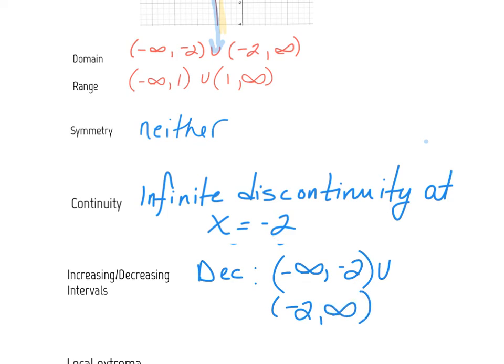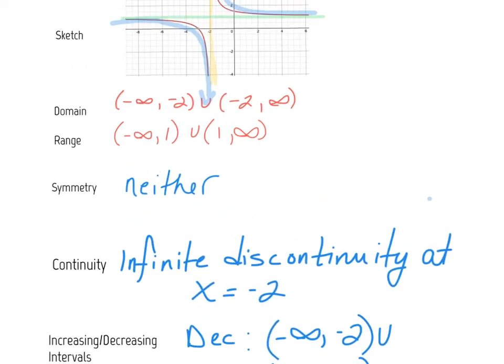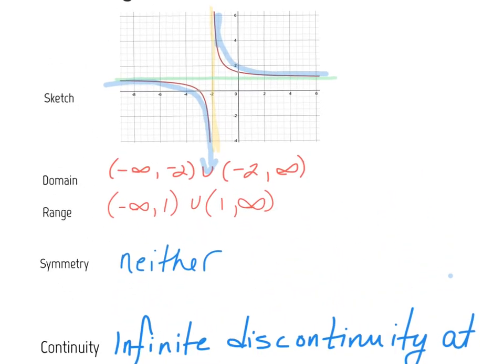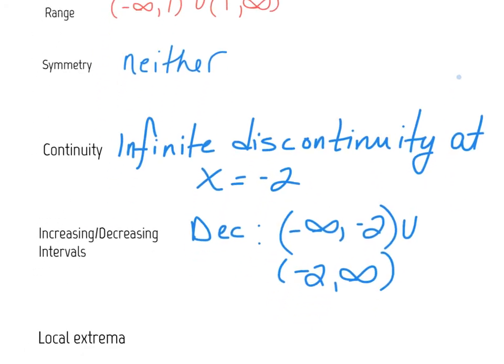How about any extrema? Are there any relative max, relative min points, or any absolute max or absolute min points? I would say no, because it is continually decreasing. So there are none.